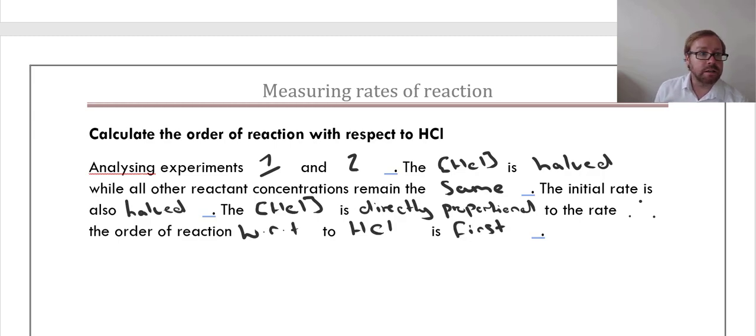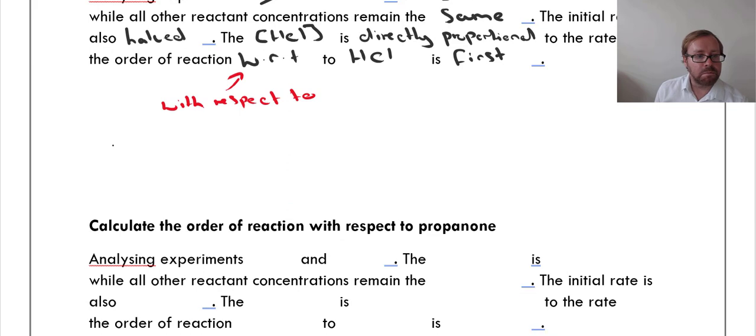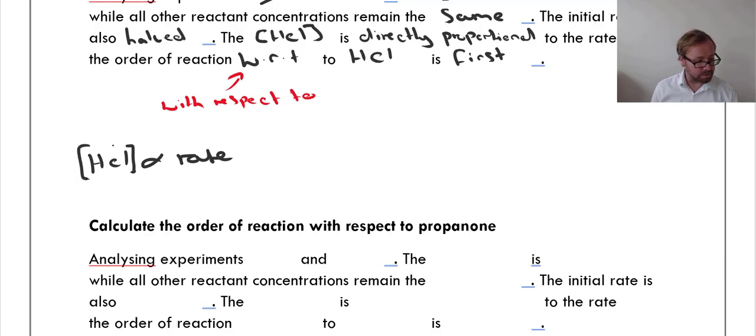Just as a quick reminder, this means with respect to. So from my experiments I can tell that HCl is directly proportional to the rate. The concentration of HCl is directly proportional to the rate, which means that it must be first order with respect to HCl.